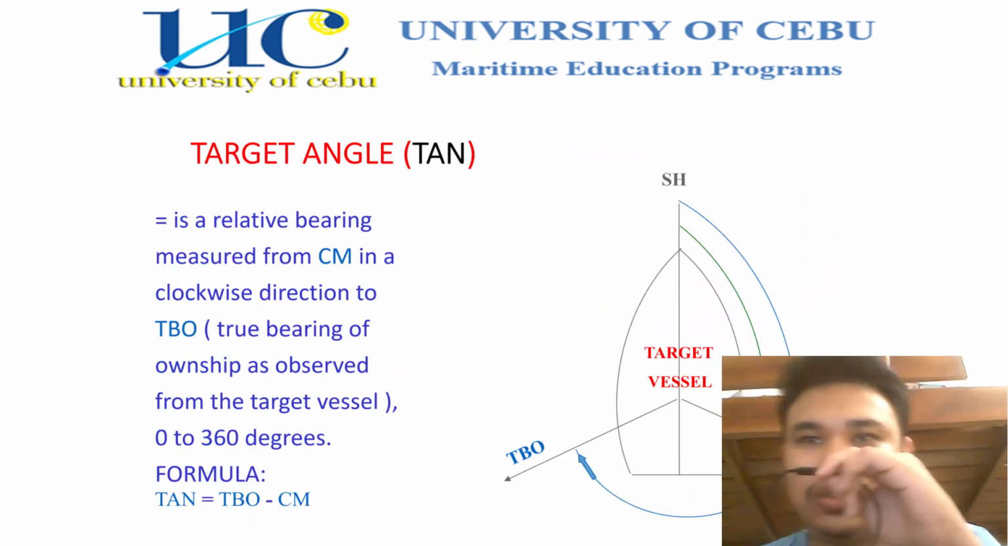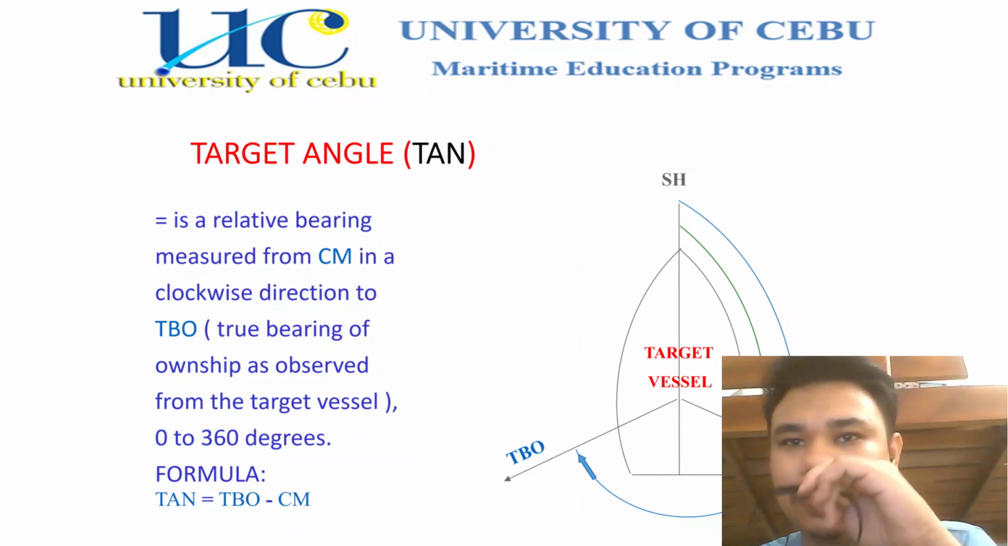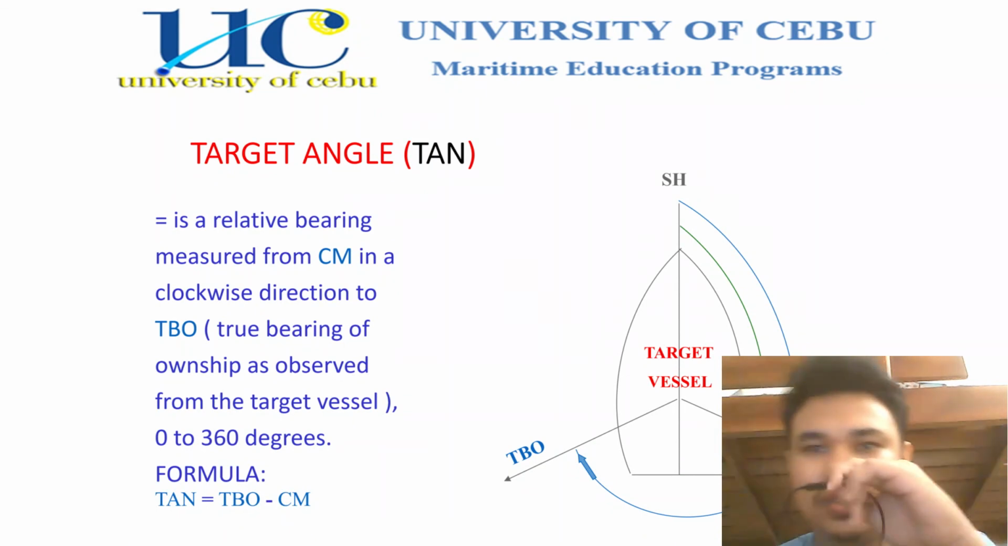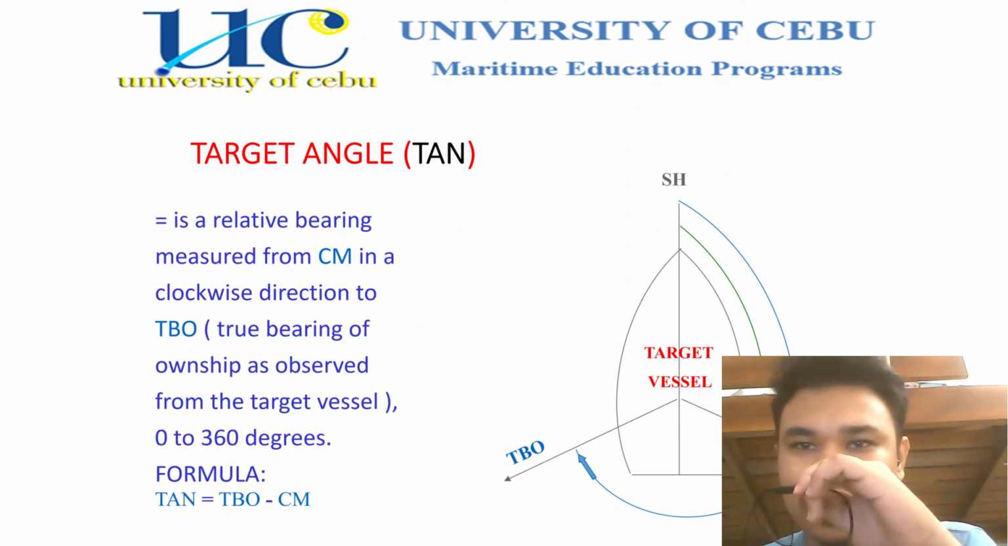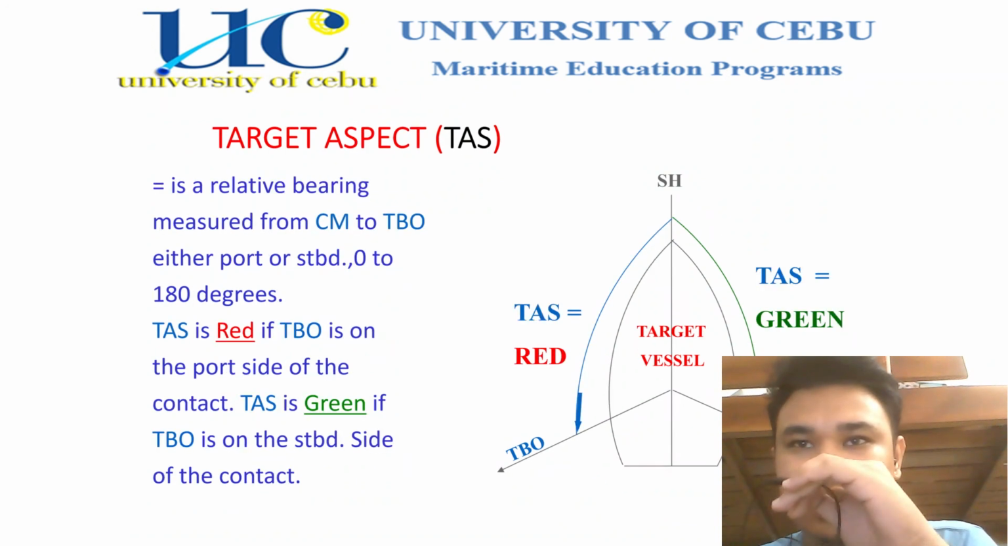So the target triangle, TAN. This is a relative bearing measured from CM in a clockwise direction to the true bearing of own ship as observed from the target vessel, 0 to 360 degrees. So the formula is TAN equals TBO minus CM. Target aspect, or TASP, is a relative bearing measured from CM to TBO at the port or starboard, 0 to 180 degrees. Target aspect is red if TBO is on the port side of the contact. Target aspect is green if TBO is on the starboard side of the contact.